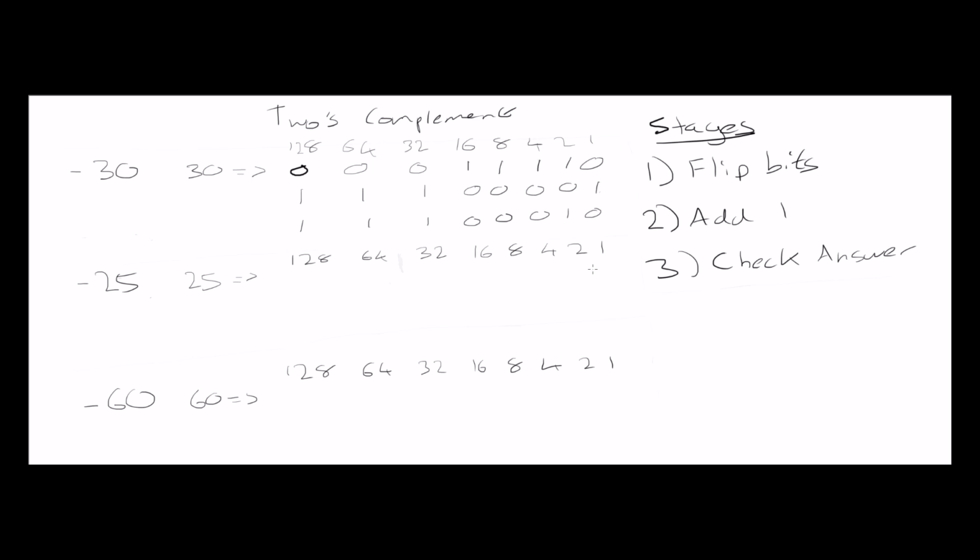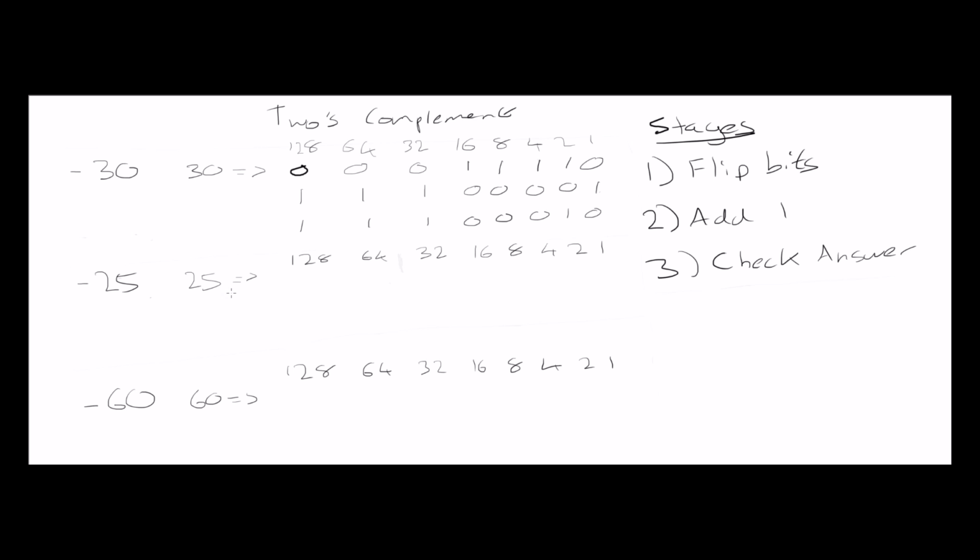And then the third stage is check answer. And the way you can check your answer is treat this now as minus 128, and then you add the value of all the columns that have a 1 in, so in this case 64, 32 and 2, and you should get negative 30. Okay, so let's try another example then.